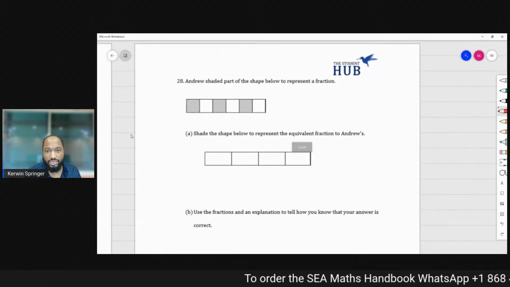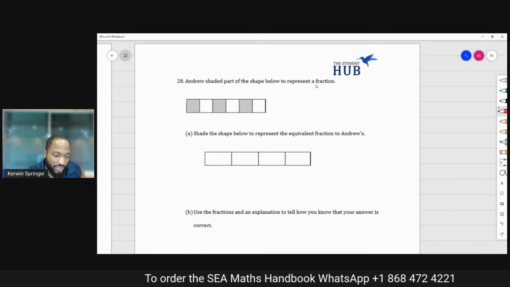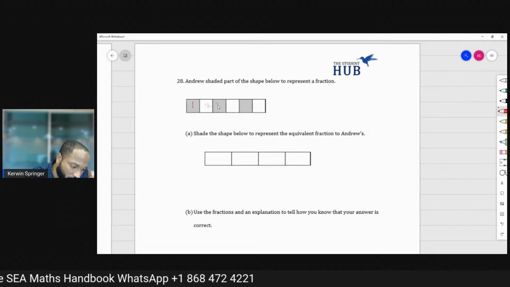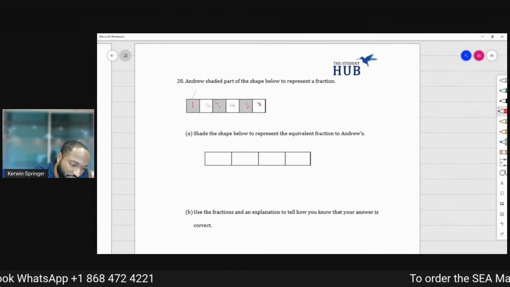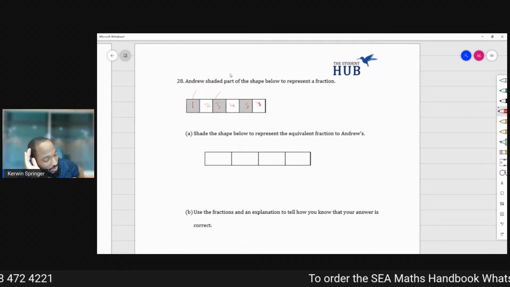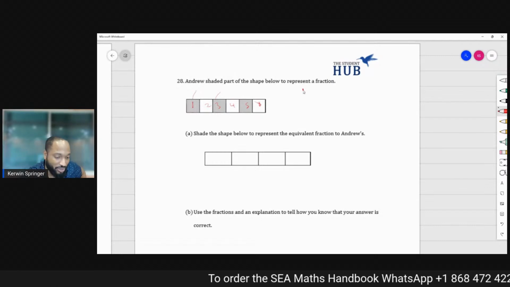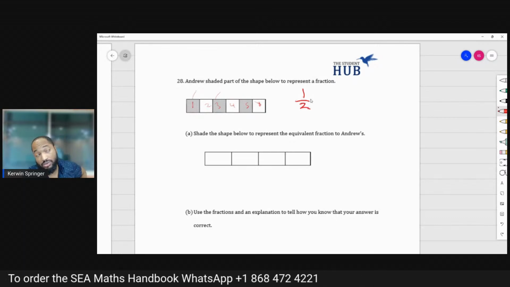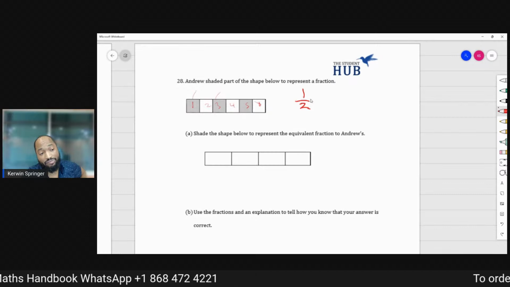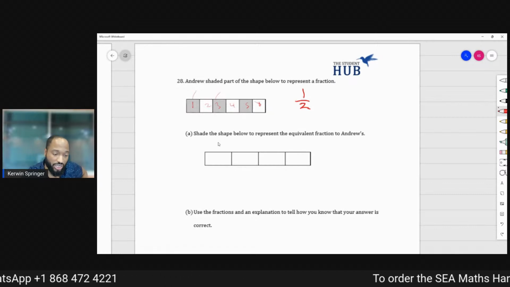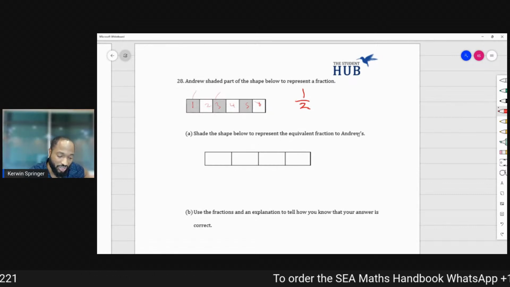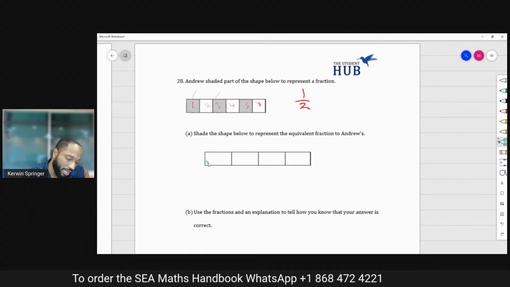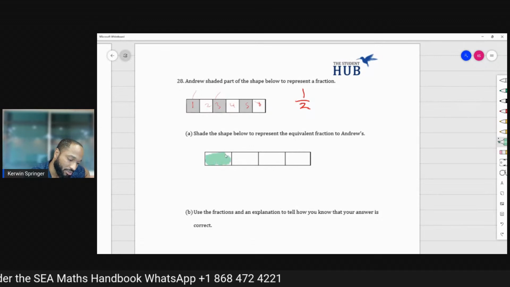So 28. Andrew shaded part of the shape below to represent a fraction. 1, 2, 3, 4, 5, 6. He shaded 3 parts. Please don't ask me what fraction, because I know it's a half. 3 parts shaded, 3 parts left out. He shaded half here. So shade the shape below to represent the equivalent fraction. Well, I just need to shade half of this. So I could spend some time bringing out my best shading game here.